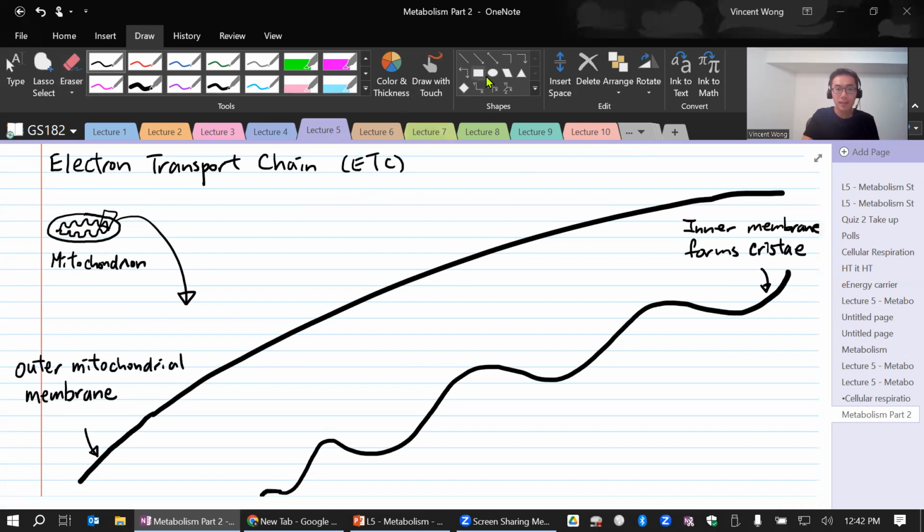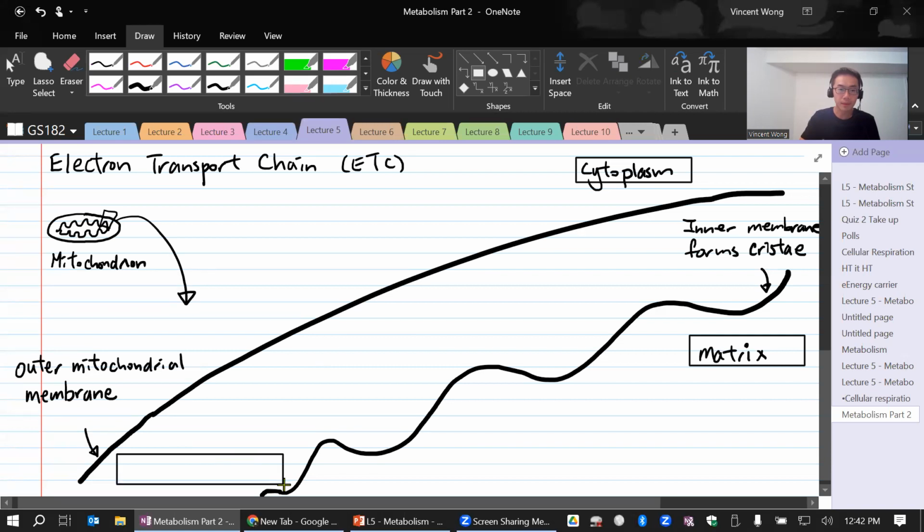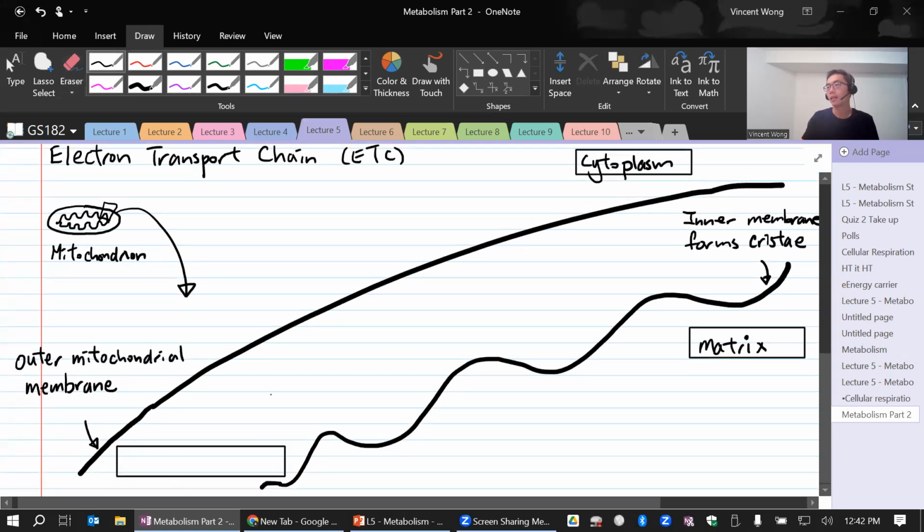So a couple more things over here. Out here, that is the cytoplasm. How about here? What is this thing? The space here. Matrix. The matrix, very good, thank you. And lastly, what is that? That's right, the intermembrane space, thank you.